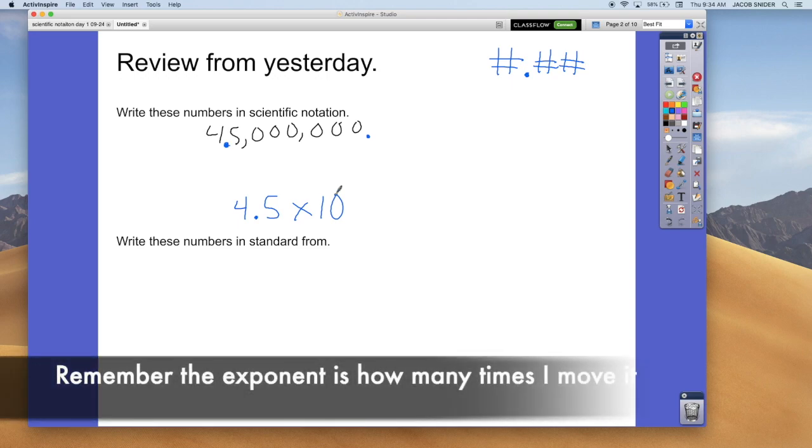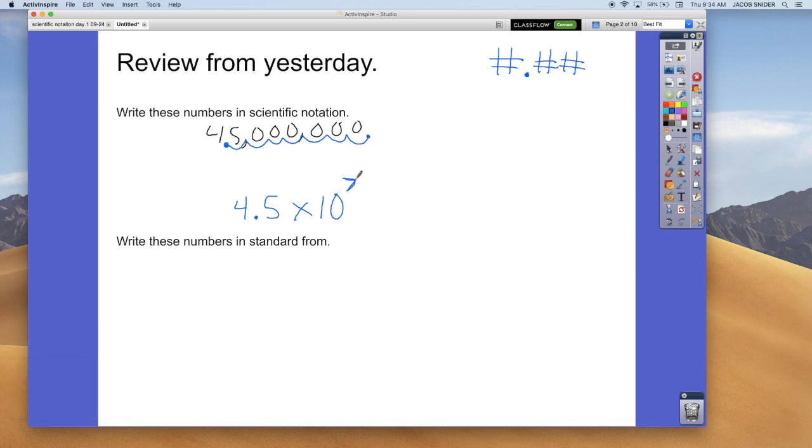All right? So how do we do that? If you remember from yesterday, we count over the number of spaces. So let's count it over. 1, 2, 3, 4, 5, 6, 7. To the 7th power. Okay, there's our first one. Does that kind of make sense?